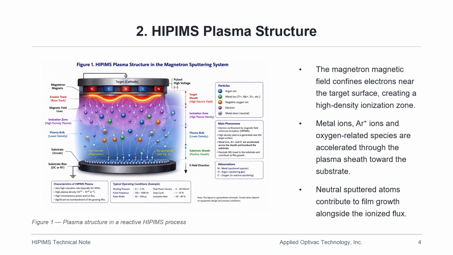Begin at the target surface. The magnetron magnetic field confines electrons near the target and creates a high-density ionization zone. Then follow the material toward the substrate. Metal ions, Ar ions, and oxygen-related species are accelerated through the plasma sheath, while neutral sputtered atoms also contribute to film growth. The key point is that the film receives both a deposition flux and an energetic ion flux. Their interaction determines how much material remains on the surface.